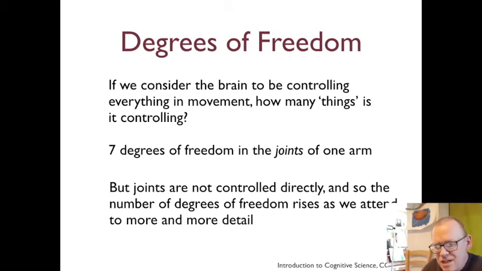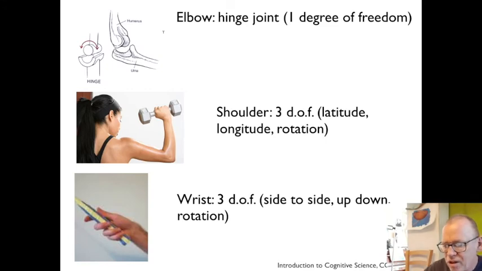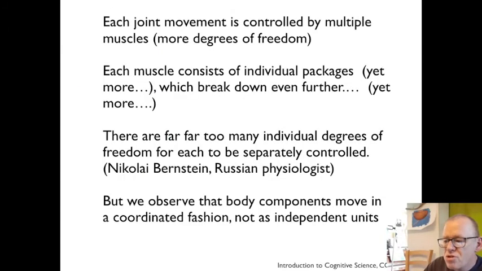So what happens is that when we pay attention to the number of degrees of freedom, we ask, well, how many things need to be controlled in order to exercise control over these degrees of freedom? The number goes up and up and up. So these degrees of freedom, 1 at the elbow, 3 at the shoulder, and 3 at the wrist, they relate only to the position of the upper arm, the lower arm, or the hand. But each joint movement is controlled by multiple muscles. Now, each of those muscles could, in principle, be controlled independently. So we've added more strings.